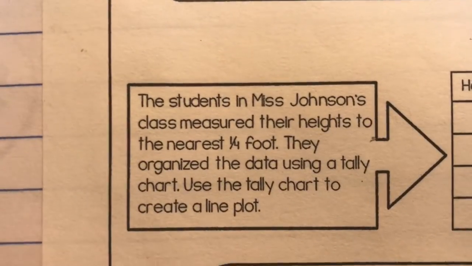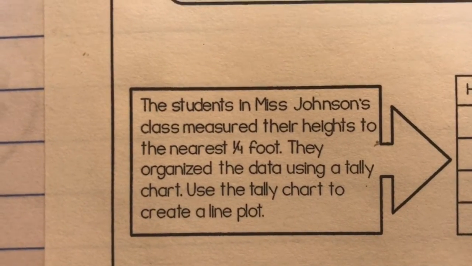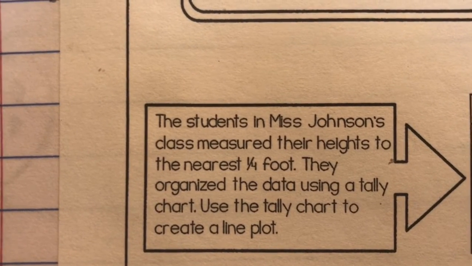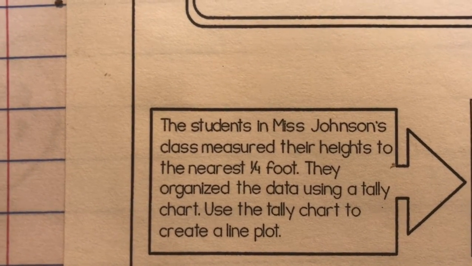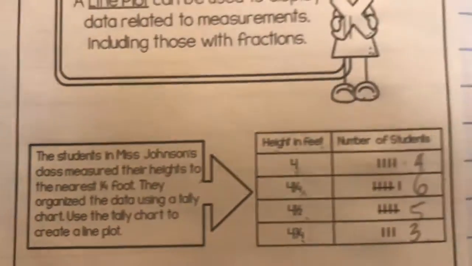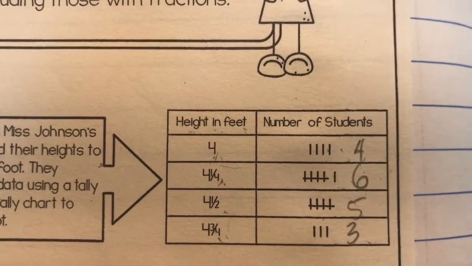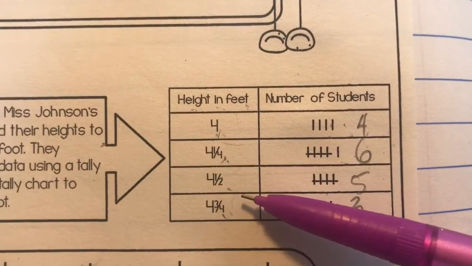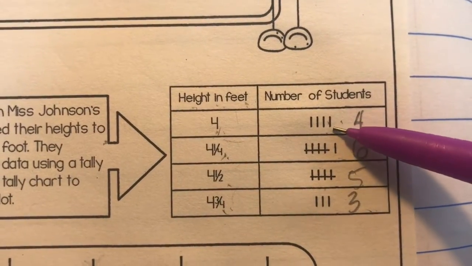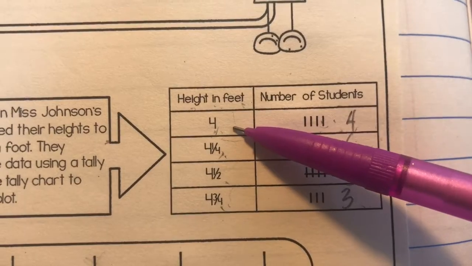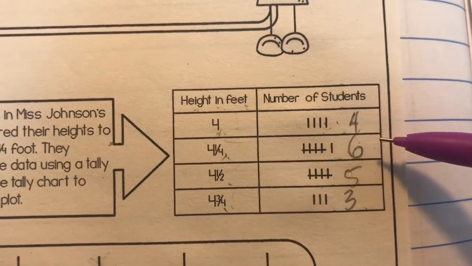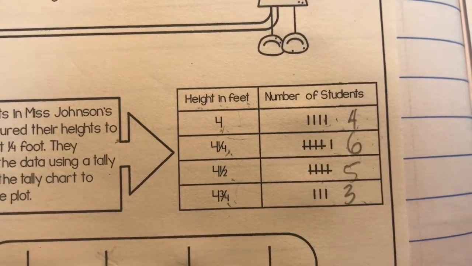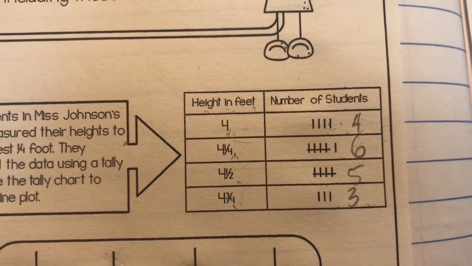The students in Miss Johnson's class measured their heights to the nearest quarter foot. They organized the data using a tally chart. Use the tally chart to create a line plot. So the first thing they did is they went around and asked the kids how tall they were. Here were the choices for heights, and these are the number of kids that said they were that tall. For 4 feet tall, they put tally marks, and I just wrote the number next to it so that it's clear to understand.